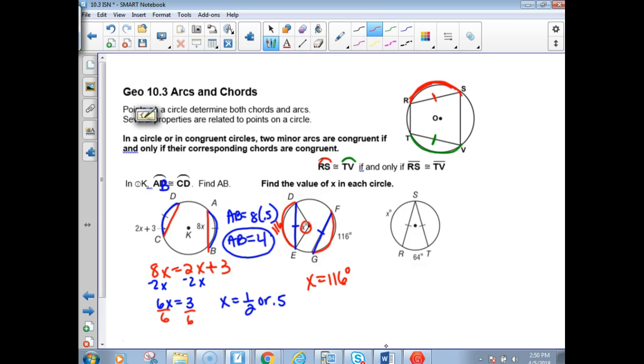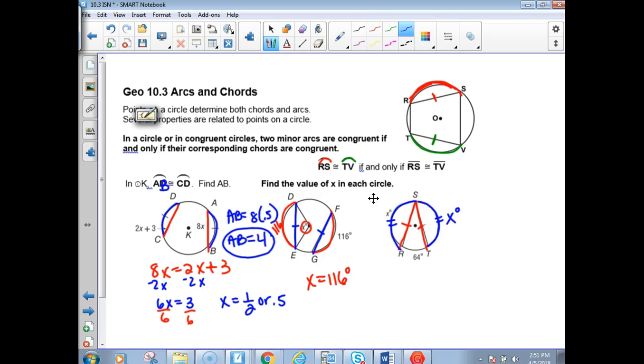Okay, the measure of an arc is equal to the measure of its corresponding central angle. Okay, on the third one here, we've got 64. We've got those chords are congruent. If those chords are congruent, then the two arcs ST and SR are also congruent to one another. So those are equal. If I have an x over here on arc SR, I can put an x over here on arc ST. So now what do you think all the arcs add up to?